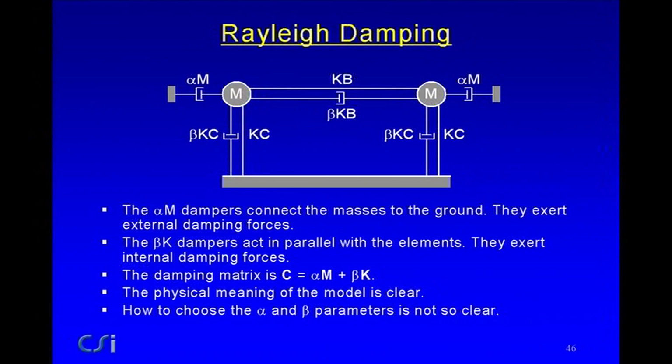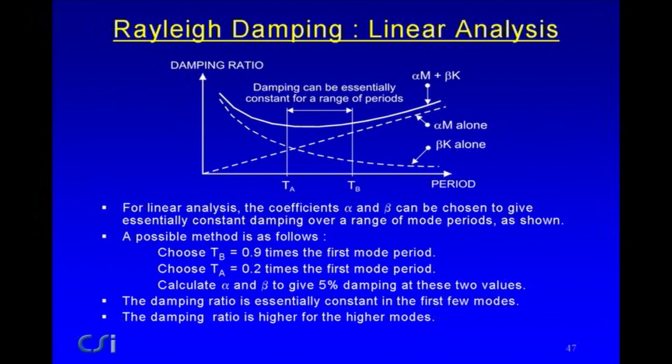So this has a pretty clear physical meaning. Whether it's good or not is a separate issue, but the physical meaning is fairly clear. If you're going to use this model, how do you calculate alpha and beta? It's not so clear how to do that.